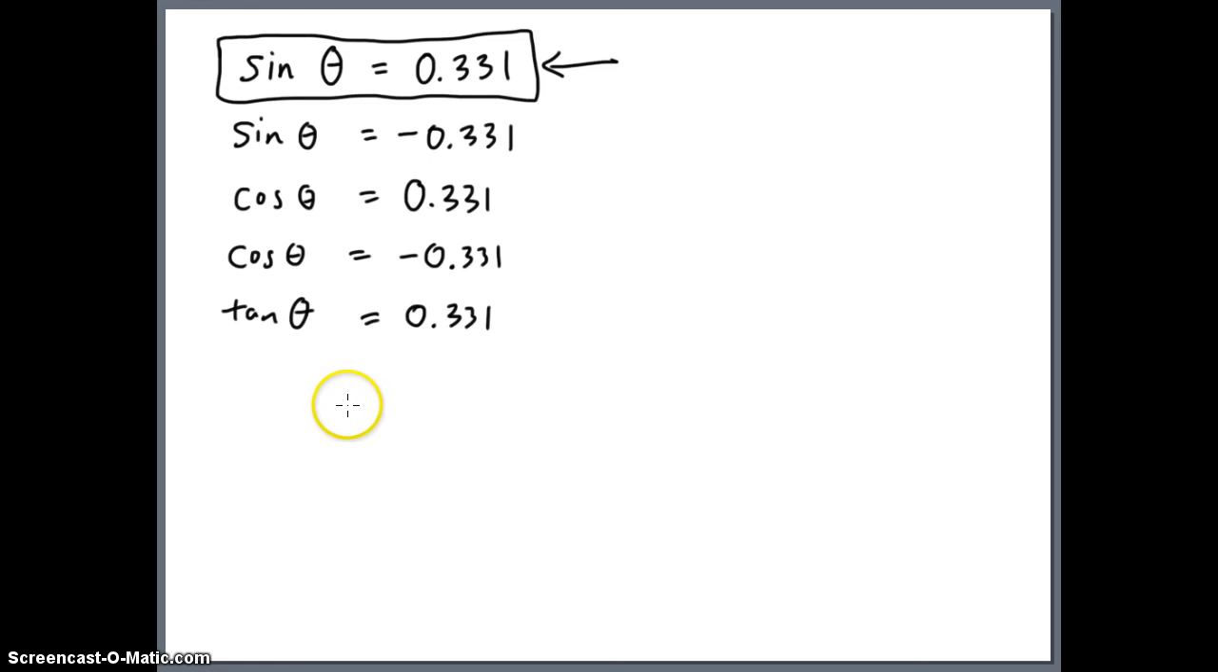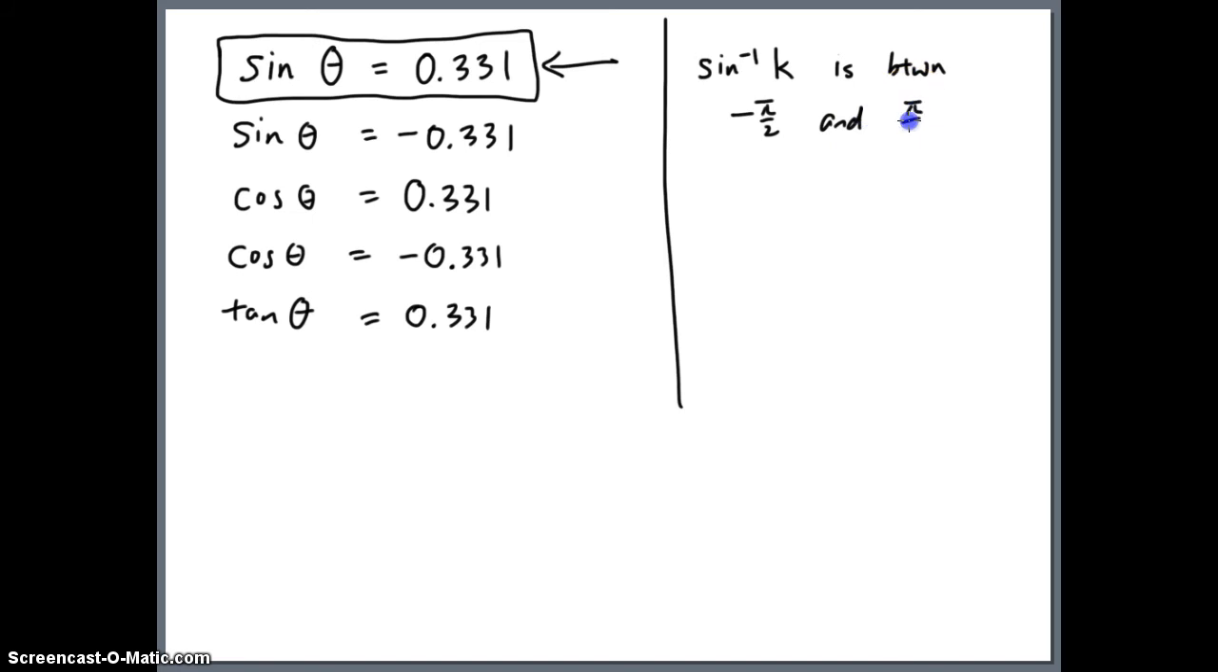Actually, before we take this, let me make the following comment: sine inverse of any number k, no matter what number k you pick, will either be undefined or will always be between negative pi over 2 and positive pi over 2. Remember that positive pi over 2 is approximately 1.57, so the other number is approximately negative 1.57. So in radian mode, you'll always get a number in between these two.